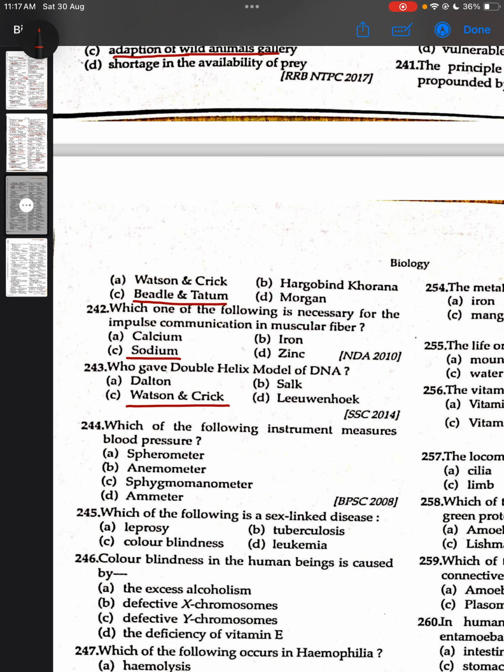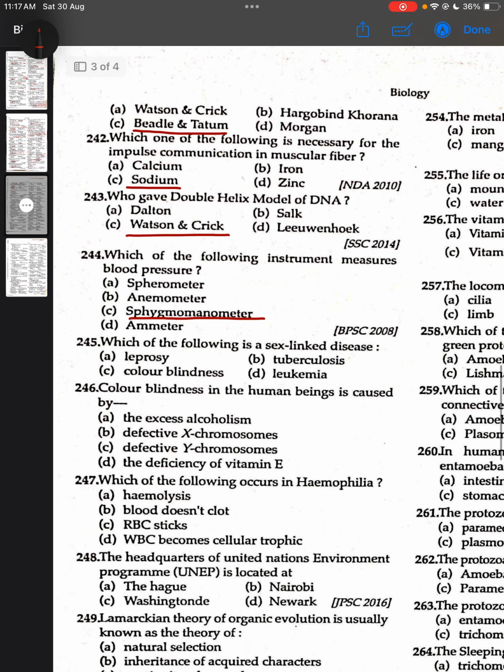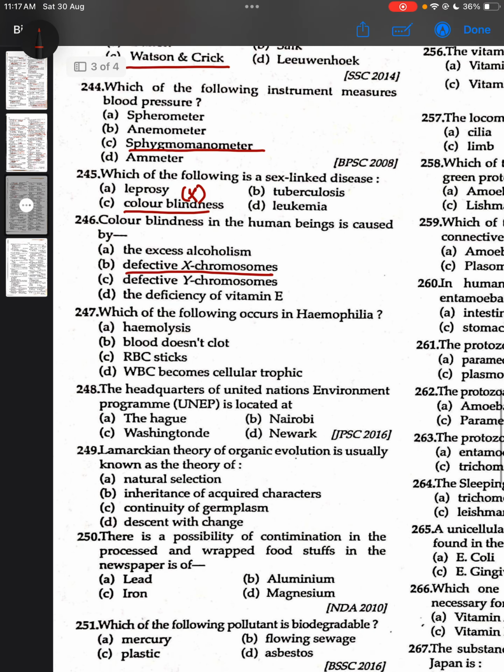Watson and Crick. Which of the following instrument measure blood pressure? Sphygmomanometer. Which of the following is a sex-linked disease? Color blindness, and it is due to the presence of X chromosome. Color blindness in human being is caused by the defective X chromosome, so it is more prevalent in males.